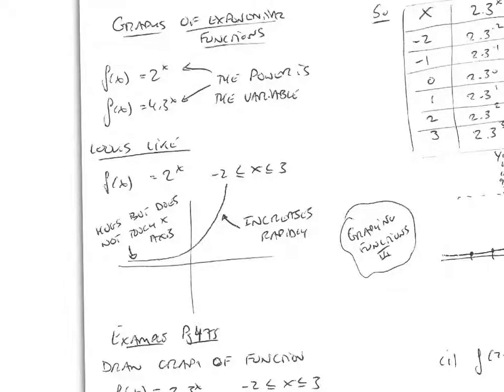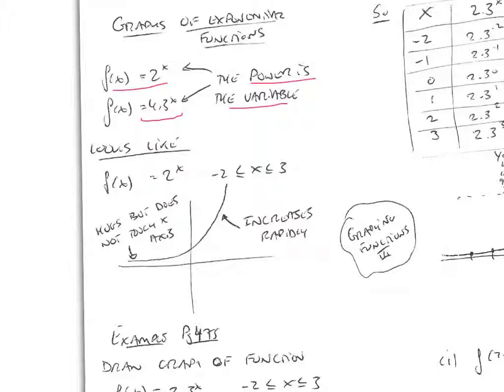Okay, let's look at graphs of exponential functions. So here's a couple of examples. f of x is equal to 2 to the power of x, or f of x equals 4.3 to the power of x. So in exponential functions, the power is the variable. Okay, so what do they look like?